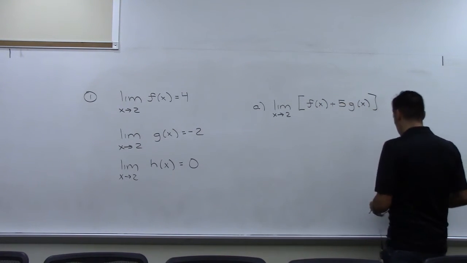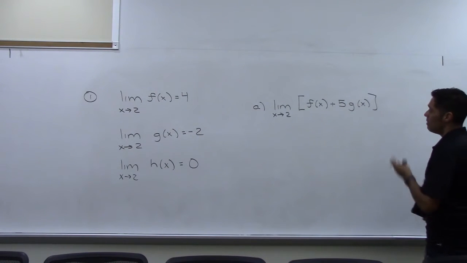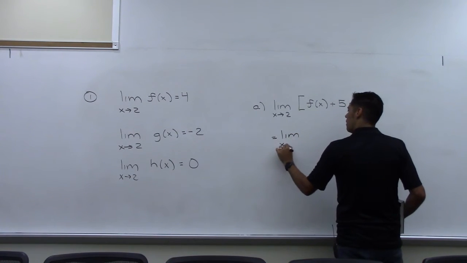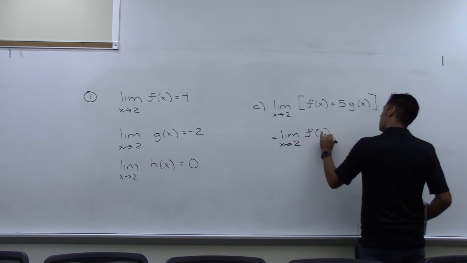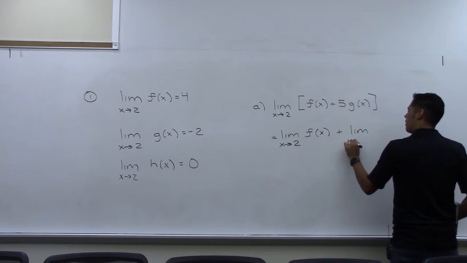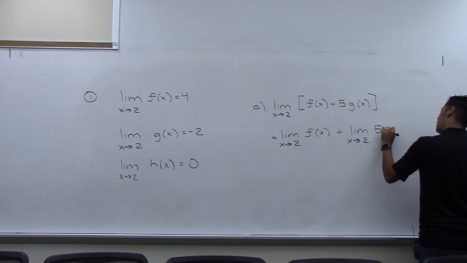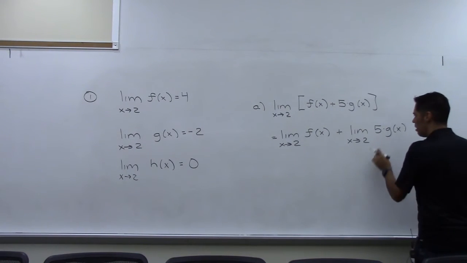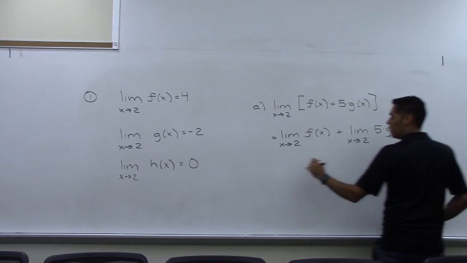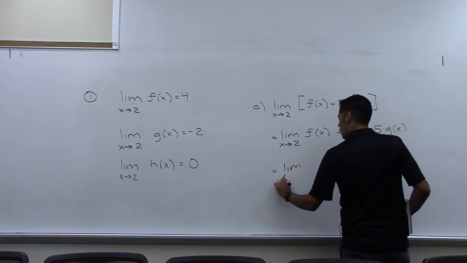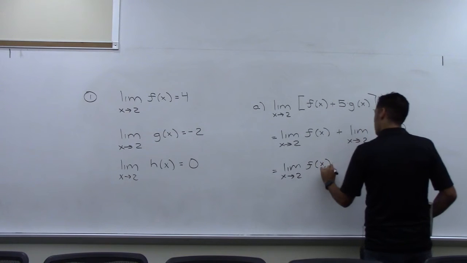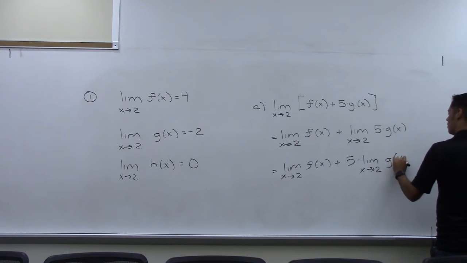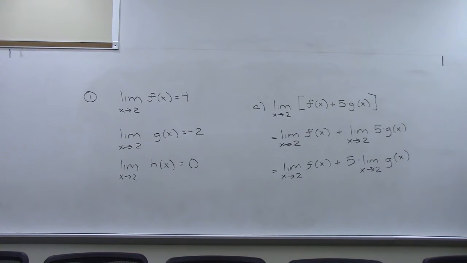All right, so we're going to be using some of these limit laws in here. First of all, if I have a limit of a sum, I can split this up into two limits. So I've got two limits here now. By the way, that's multiplication right here, 5 times g of x. And then another limit law says that if I have a constant in front of the function, the constant can come out in front of the limit. So limit x approaches 2 f of x plus 5 times the limit as x approaches 2 of g of x. And now I just go back to what was given.